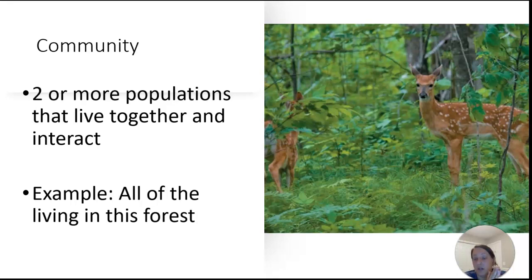So what do we see here? We see maple trees, but we also see other types of plants. And then we also see animals, right? So we have deer in this picture. It would also include all of the microorganisms and fungi and bacteria that are living in the soil. All those living organisms would be included in the community. Scientists that study at this level study how different species, different populations of species, interact in a given area.